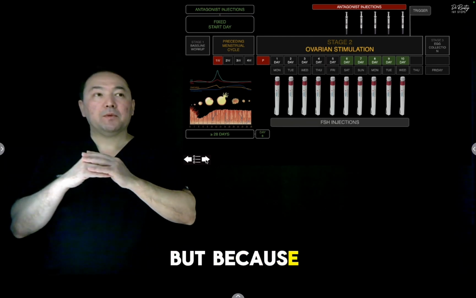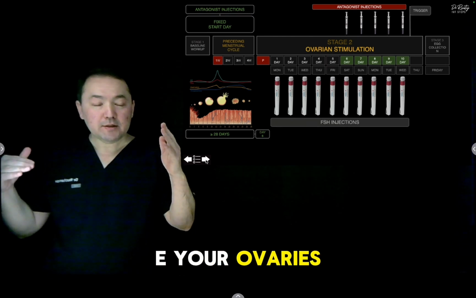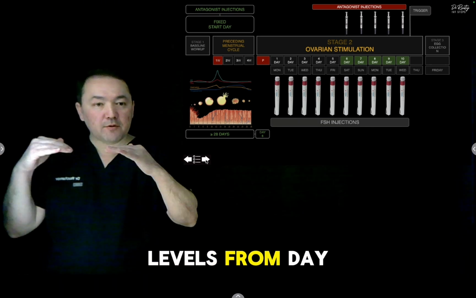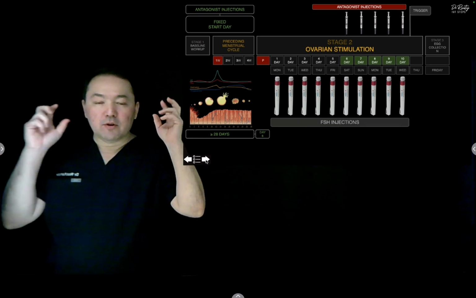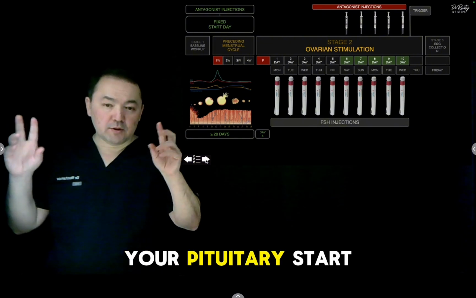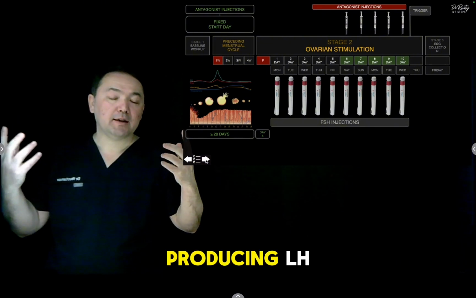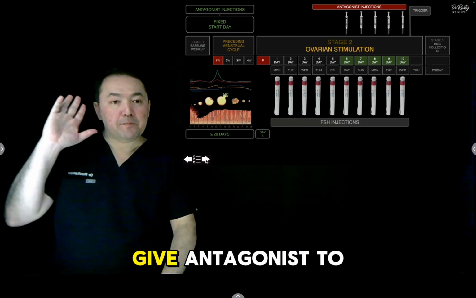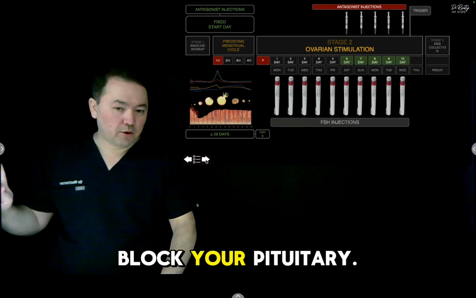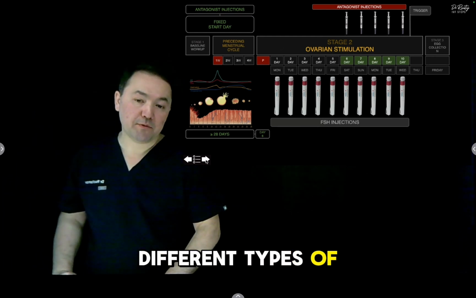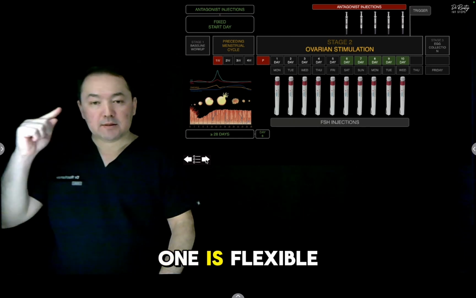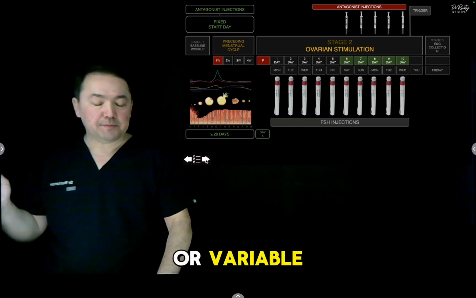But because we stimulate your ovaries, and you produce a lot of follicles and a lot of estradiol, from day 5, day 6, day 7, your pituitary starts sensing and starts producing LH. Before that, we need to give antagonists to block your pituitary. There are 2 different types of starting antagonists. One is called fixed. The second one is flexible or variable.